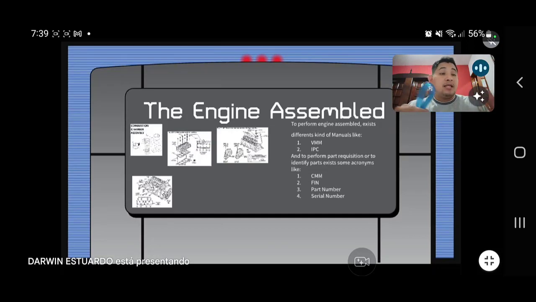In the PMM it will say how the seal can be installed, but it will refer to the CMM to explain what kind of lubricant or sealing you will use to apply to the seal. Okay, you must understand that.